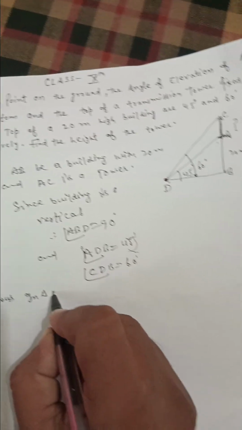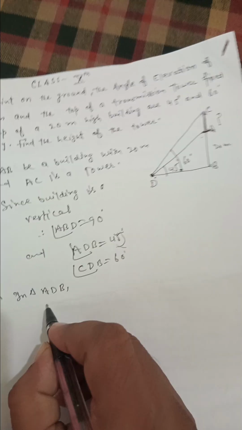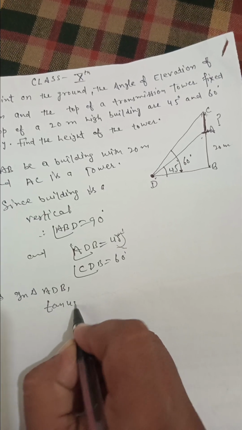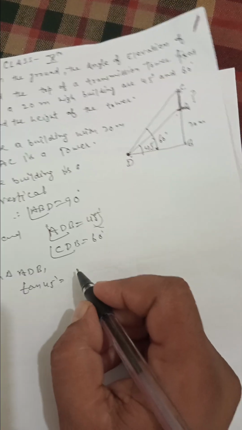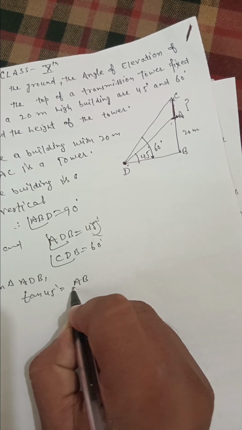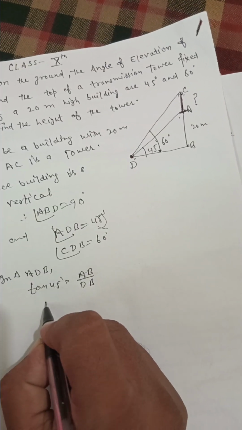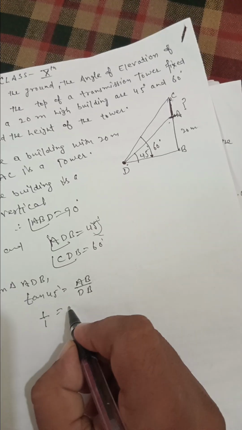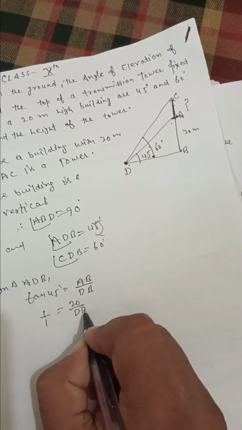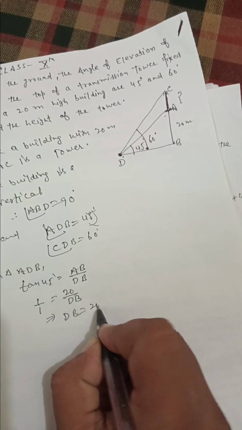Now in triangle ADB, tan theta equal to perpendicular over base, and the perpendicular in ADB is AB and the base is DB. Tan 45, we know that the value of tan 45 equal to 1, and AB is 20. By cross multiplying, DB equal to 20 meter.